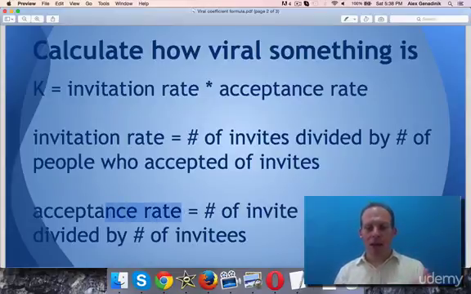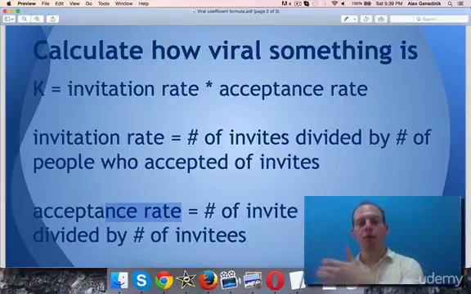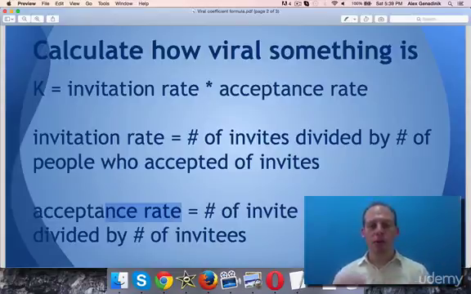Now, having this number all in itself doesn't do you a whole lot of good, right? By the way, the idea of this coefficient is if you end up with a result that's 1 or greater, that means you're going to keep on getting customers from the ones you already have. But if your coefficient is less than 1, at some point you'll stop getting clients, because there's not going to be enough of a virality factor to keep on generating more invites.